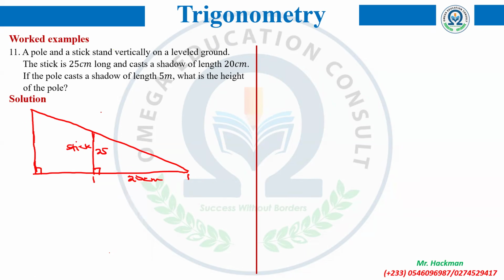We are dealing with a pole this time around, to be more precise. So a pole, not a tree. Now this is what we have. The other distance that we have missing is the 5 meters, and that is the shadow of the pole. So let me do this one well. From here to here will be my 5 meters, which I know will be equal to what? 500 centimeters. All correct.